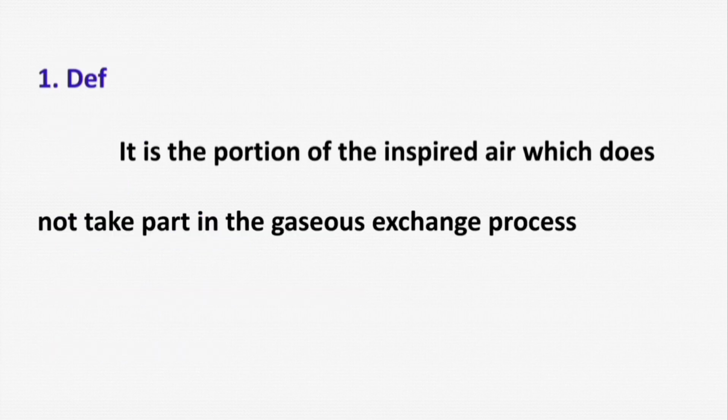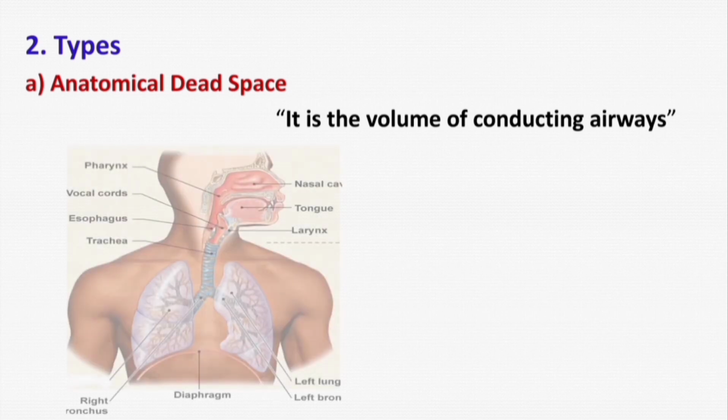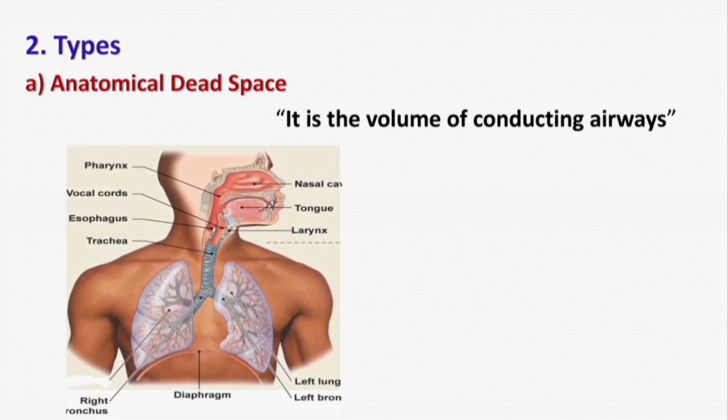So, by definition, dead space is the portion of the inspired air which does not take part in the gaseous exchange process. There are two types of dead space, that is anatomical dead space and physiological dead space. Anatomical dead space is the volume of the conducting airways. Before the respiratory bronchioles, there is just the conducting portion of the airways, as you can see in this figure.